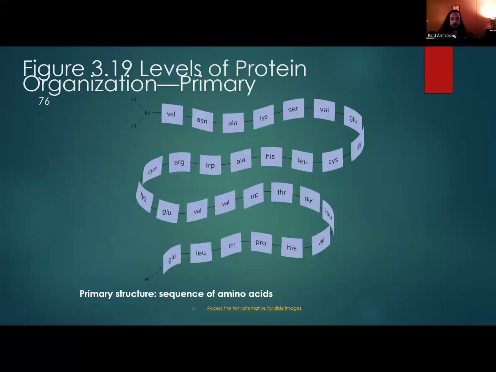I've got some pictures to make it a little bit easier, but this is going to be the primary structure. As I said, this is all just linked together. This doesn't have a definite shape. This is just kind of loosely thrown. Again, this is the equivalent of a single noodle.